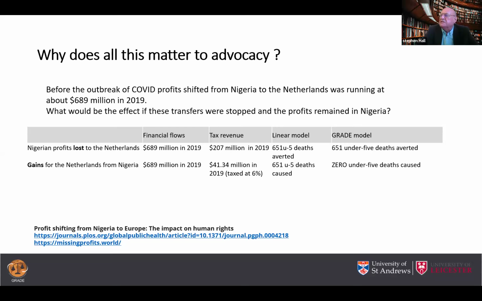But what the grade model says is that moving that money from the Netherlands to Nigeria would avert 651 under 5 deaths every year in Nigeria, but the cost would be virtually zero to the Netherlands. There would be 0 deaths because the Netherlands, in terms of healthcare and child mortality, is at almost a perfect level, about as good as you can get. And so reducing their income by what in national terms is a relatively small amount would have 0 effect. And that's the great advantage we feel of advocacy in this situation.